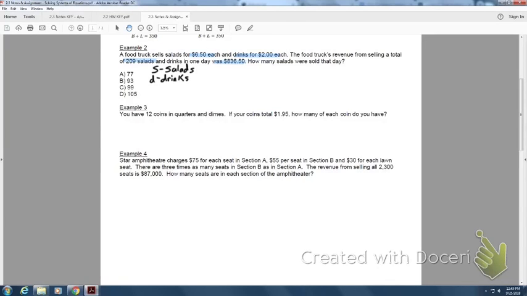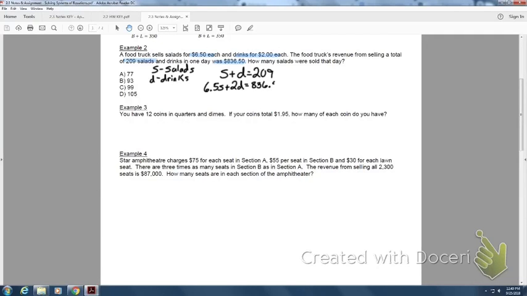Okay. Devontae, what would be one of my equations? S plus D equals 209. Awesome. Number of salads plus number of drinks equals 209 total items sold, which they only had the 2 different kinds. Alright. Max, what would the other equation be? 6.5S plus 2D equals 836.50.